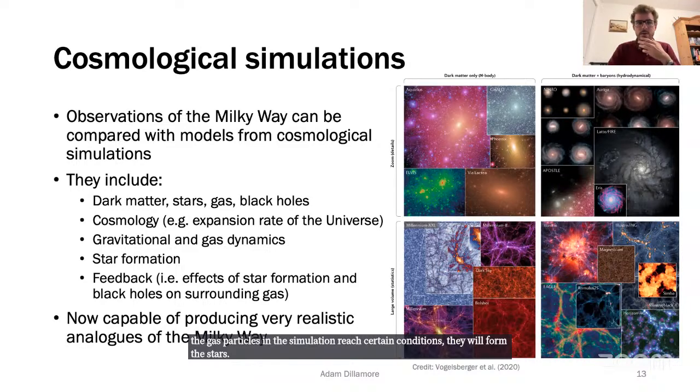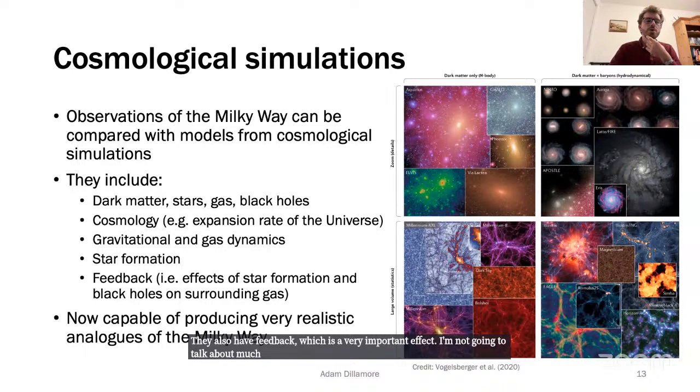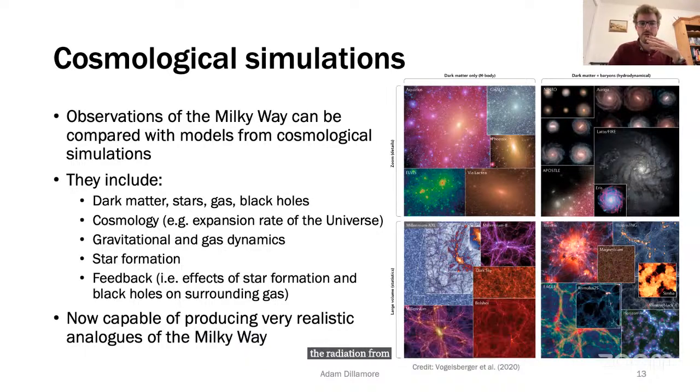They also have feedback, which is a very important effect. I'm not going to talk about it much in this talk, but once you form stars, the radiation from these newly born stars will expel the gas from a galaxy, which makes it harder to form more stars. And active galactic nuclei can do the same thing, so they can expel the gas. Then you end up with less star formation than you would otherwise. So that's a very important effect to include.